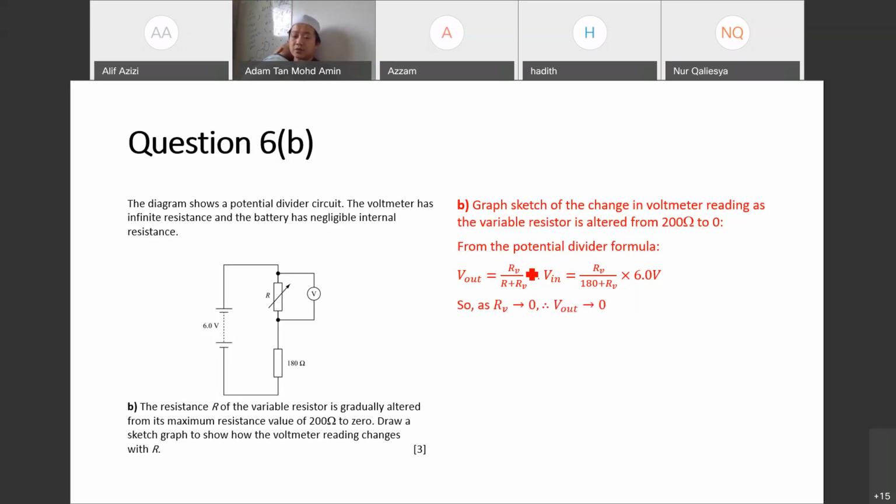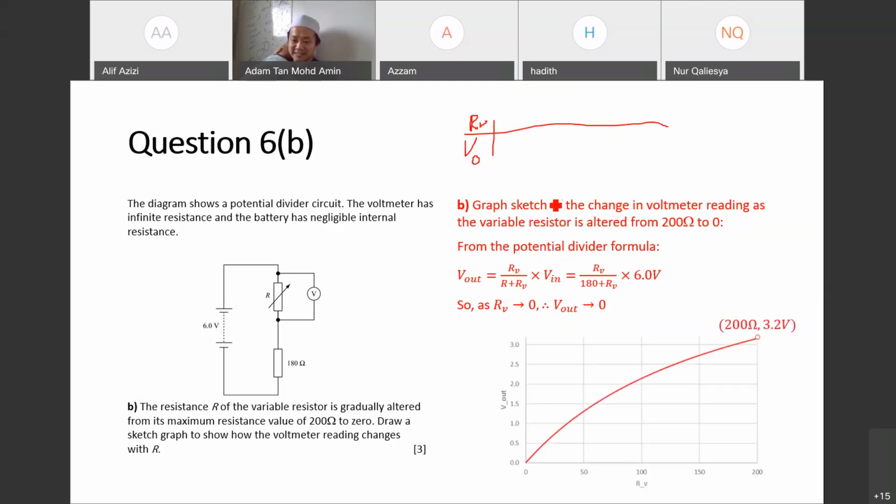Why do we know this? Because we plug in the values. So you can tabulate your data using a set of values. For example, here you use the R_V value starting from 200 down to 0. Probably you can use a spacing of 50 or 10, depending. Because online you just use Excel, it's easy. So this is the answer.